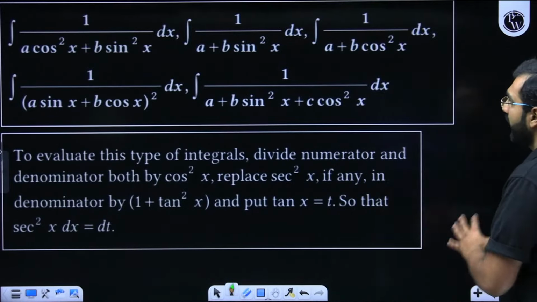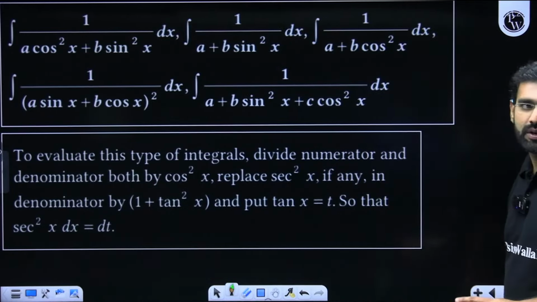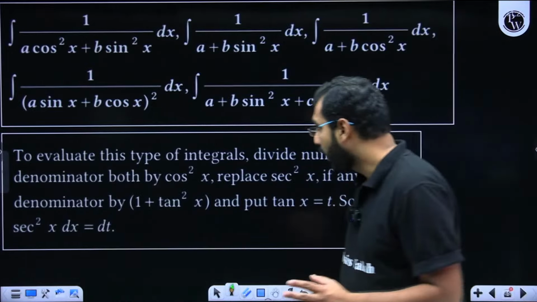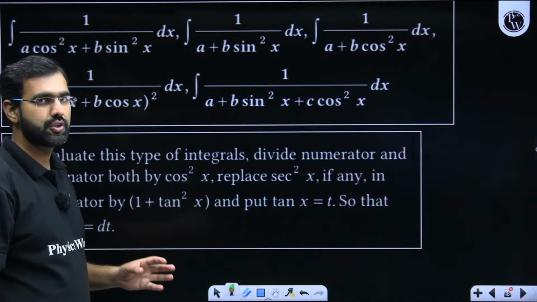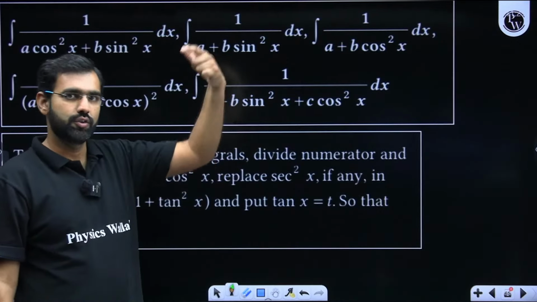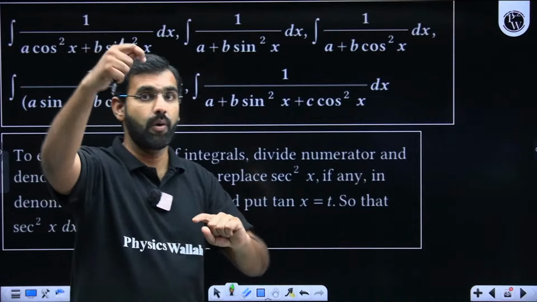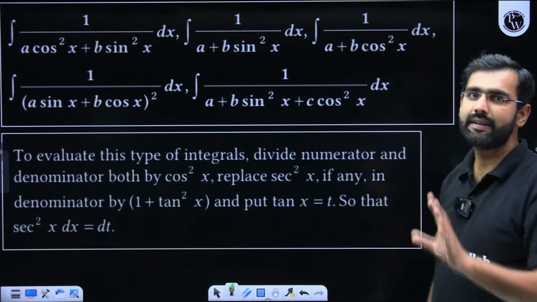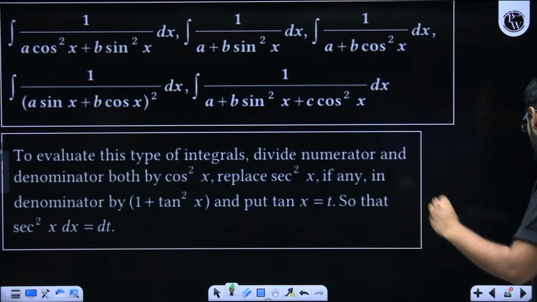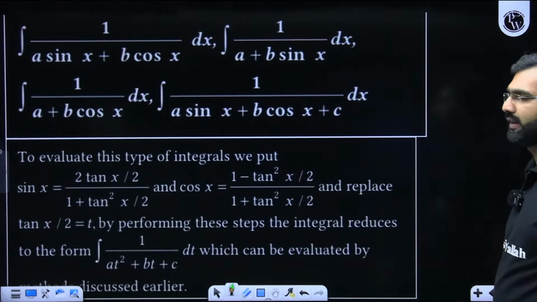Now, coming back to this part, in this category of questions, whenever sine square or cos square comes into the picture, you divide by cos square. So sine upon cos becomes tan, 1 upon cos becomes sec square, and tan is substituted by t, sec square dx becomes dt, and then your job is done. Again, you get a quadratic, which by solving, you get the answer.